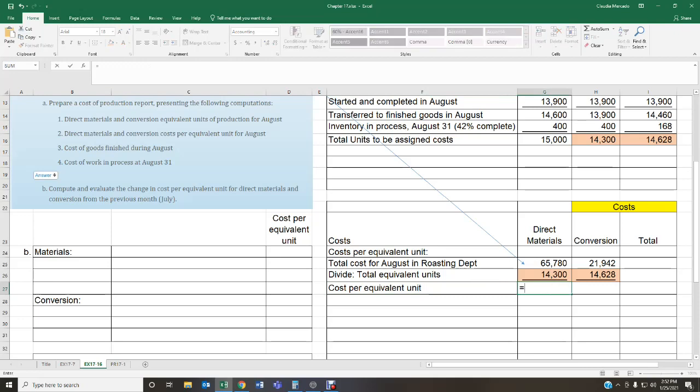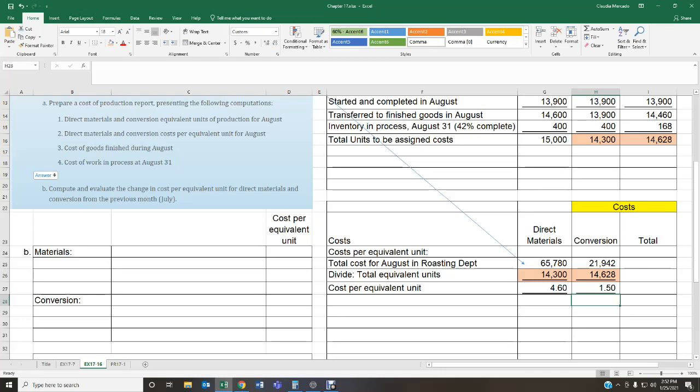So what are we going to do? We're going to get the 65,780 divided by the total equivalent units, and that's going to give me $4.60 per unit for direct materials. And then we're going to get the 21,942 divided by the 14,628. That gives me $1.50 for my conversion cost per unit. Okay?